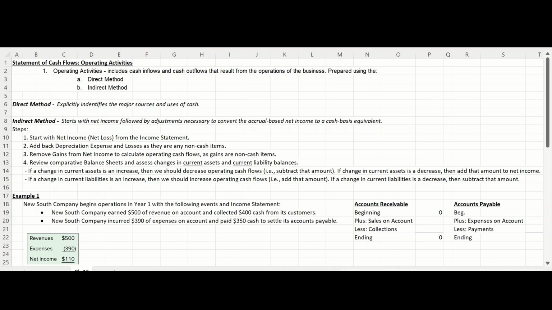And now we'll look at the current liabilities, and if the change is an increase, then we should increase operating cash flow or add that amount. And if a change in current liabilities is a decrease, then we will decrease that amount. So current liabilities and cash flows have a direct relationship. A reminder here is that we should only be looking at changes in current assets and current liabilities. So the changes in long-term assets and long-term liabilities are not of our concern for this particular process.